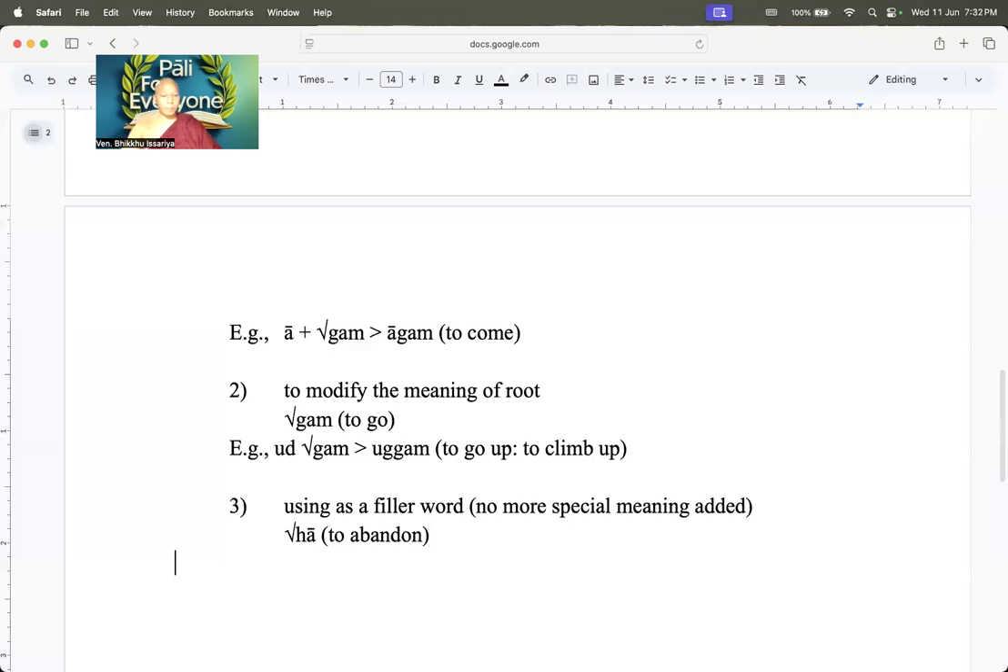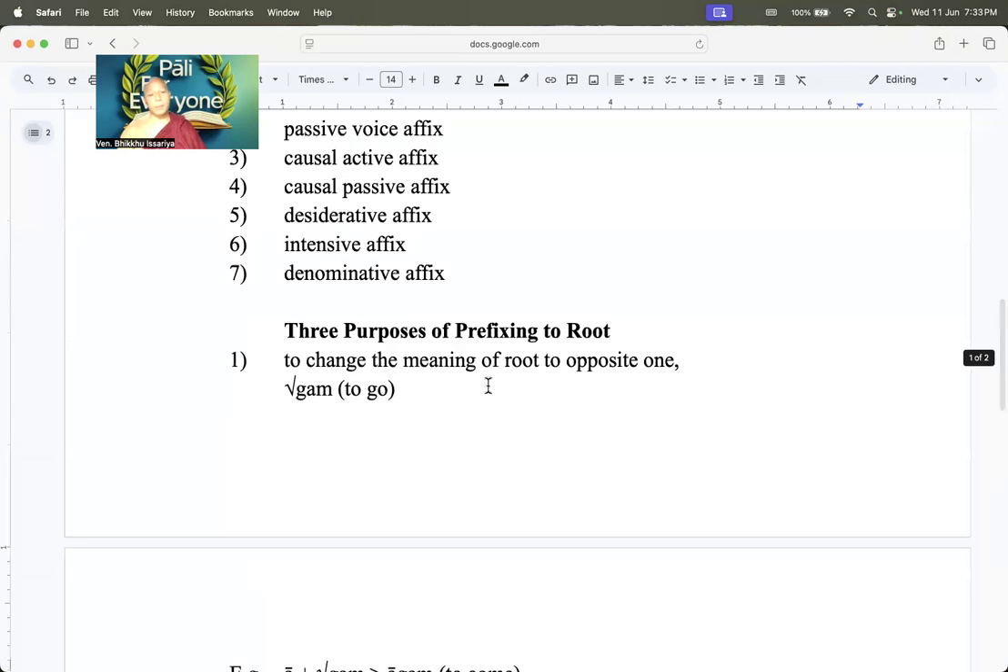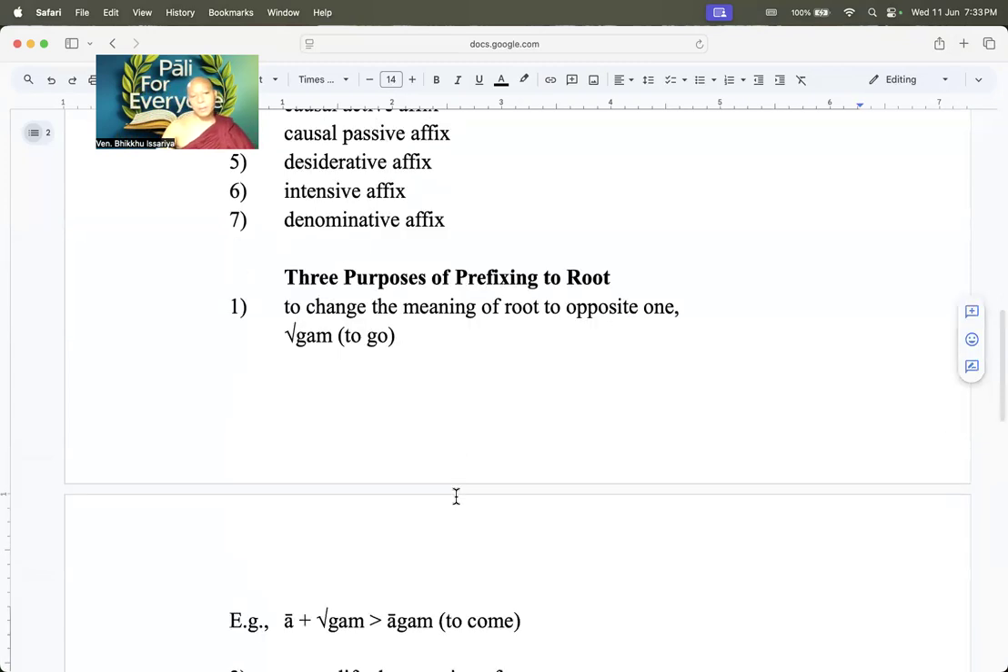But with the prefix, ruha, at that time, ha also just means to give up. Oh, sorry, just to abandon. Nothing changed, you see? So ruha alone also means to abandon, and with the prefix, ruha also just means to abandon. In this way, that prefix can be added for any one of these purposes.